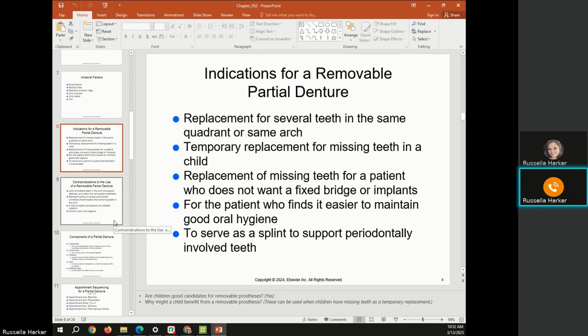Another indication is replacement of teeth for a patient who does not want a fixed bridge or implants. That is something that is very common. Fixed bridges and implants are longer, more in-depth procedures, and they are also more expensive procedures. It may also be for a patient who finds it easier to maintain good oral hygiene, so maybe it's easier for the patient to clean the teeth by removing the partial denture. And it can serve as a splint to support periodontally involved teeth. So if they have some teeth that have periodontal problems and are already a little wiggly, they could use this as a splint to hold them in place and help support them.